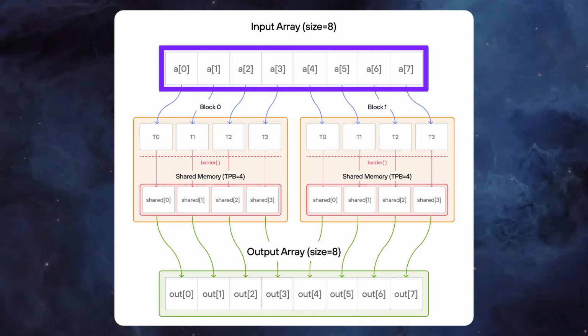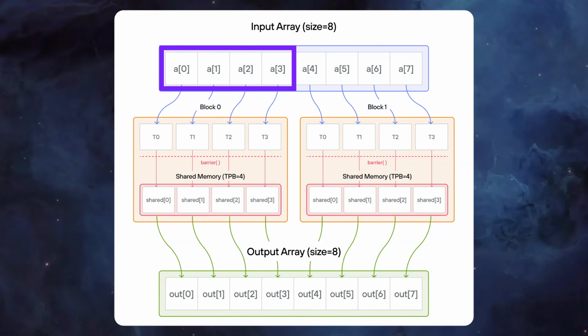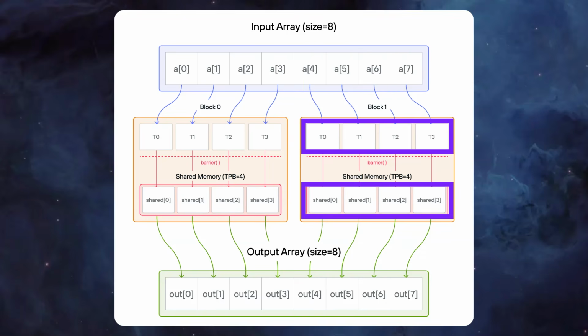In this puzzle, size is 8 elements, and threads per block is 4, so we'll have 2 blocks. Block 0 will have threads with a global index 0, 1, 2, and 3, and a local index 0, 1, 2, and 3. Block 1 will have threads with a global index of 4, 5, 6, and 7, and a local index of 0, 1, 2, and 3. Shared memory is indexed by local index, not global index, because each block has its own shared memory space.